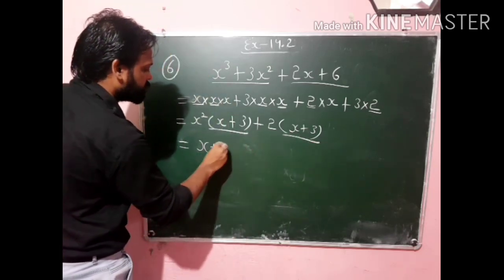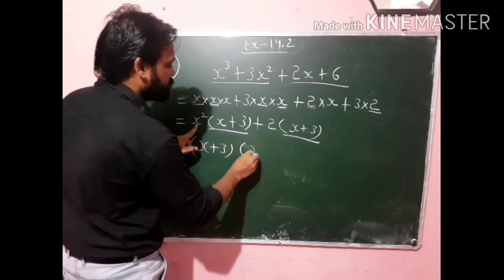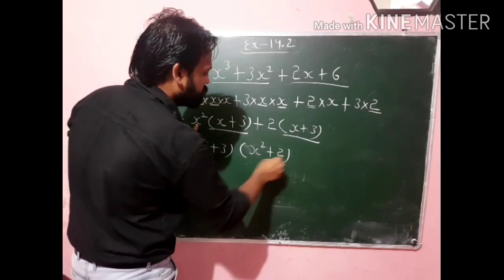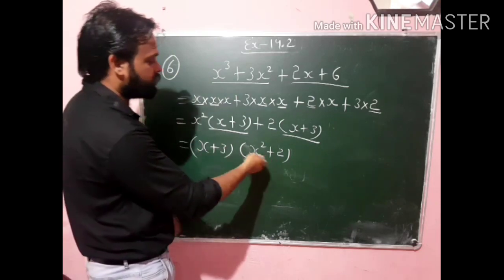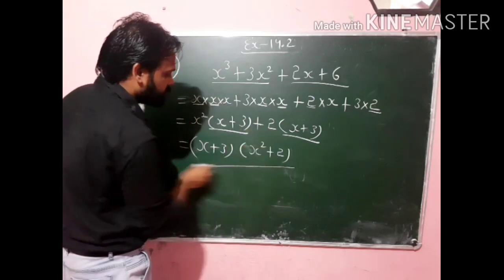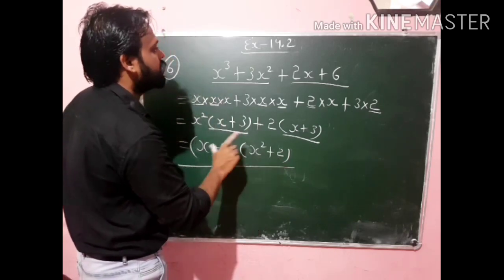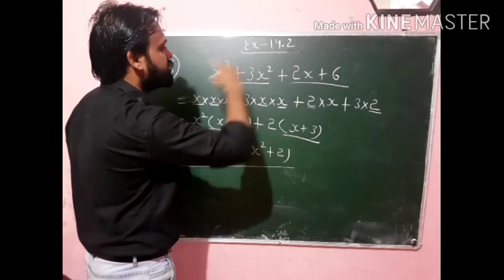So take this x plus 3 outside of the bracket, and how many terms are inside the bracket? You can see this is x square and this plus 2 as it is. Okay, now there is no common term, means no need to solve this sum further. So this is the answer. This x plus 3 and this x square plus 2 are the factors of this algebraic expression.